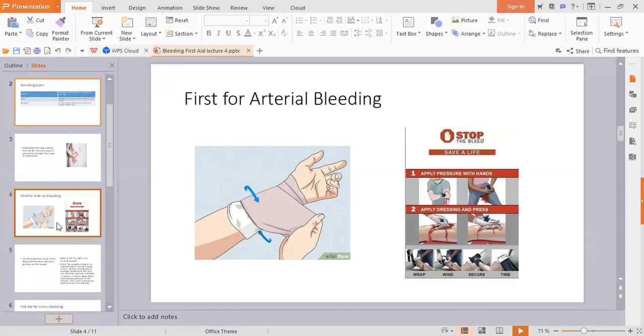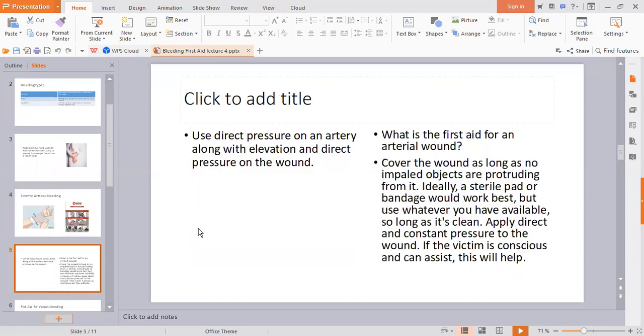The pressure flow is very high in case of arterial bleeding, so use direct pressure on an artery along with elevation and direct pressure on the wound. So, what is the first aid for an arterial wound? As I discussed earlier, cover the wound as long as no impaled objects are protruding from it. Ideally, a sterile pad or bandage would work best, but use whatever you have available, so long as it's clean. You can also use any clean towel or cloth if you don't have a bandage available immediately. Apply direct and constant pressure to the wound.